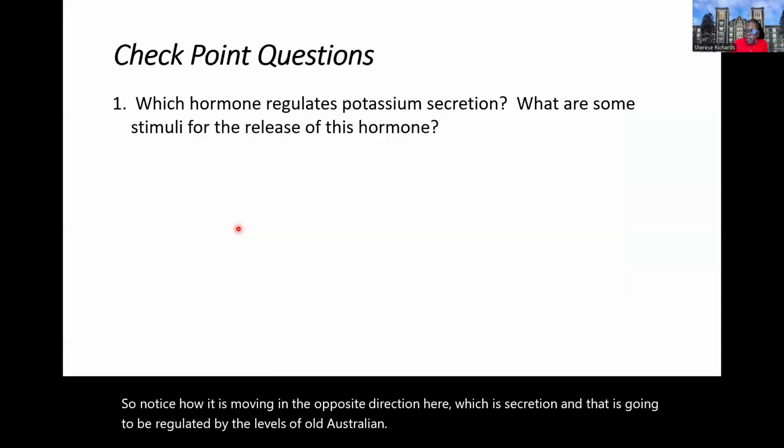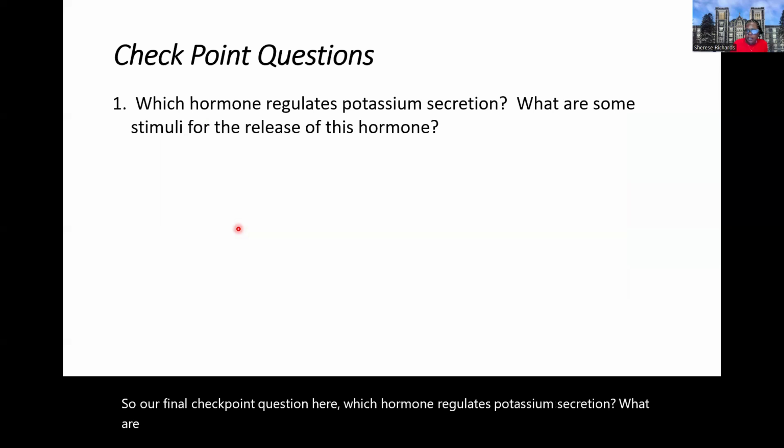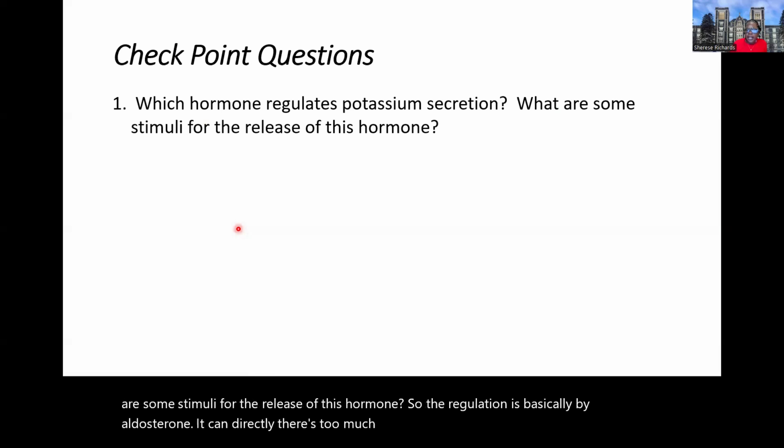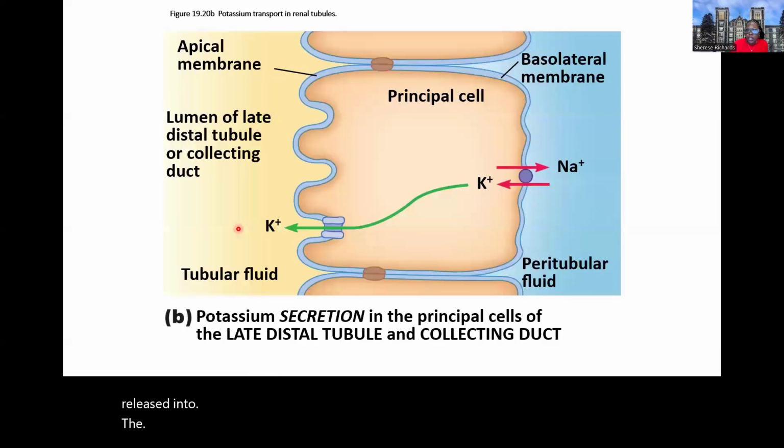So our final checkpoint question here: which hormone regulates potassium secretion? What are some stimuli for the release of this hormone? So the regulation is basically by aldosterone. If there's too much potassium in the plasma, in the filtrate, it can directly stimulate aldosterone release, and that can encourage its secretion, and it can be released into the urine.